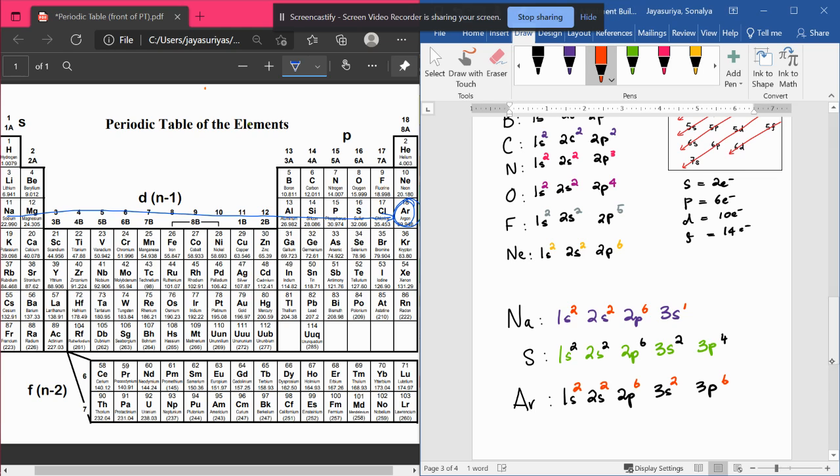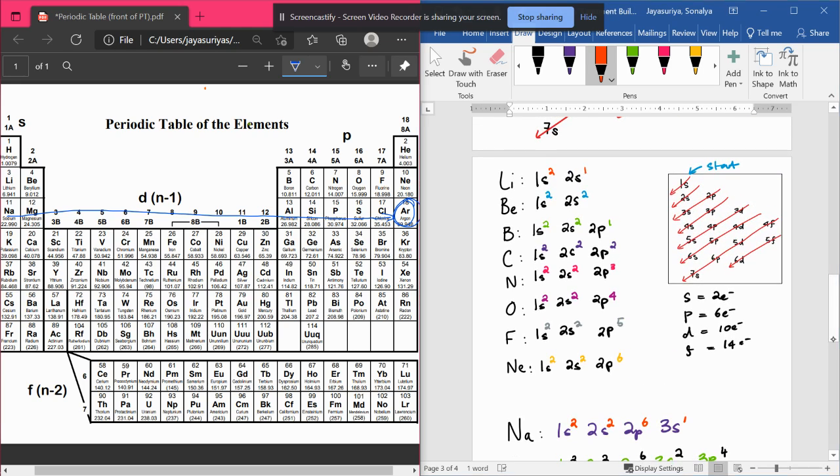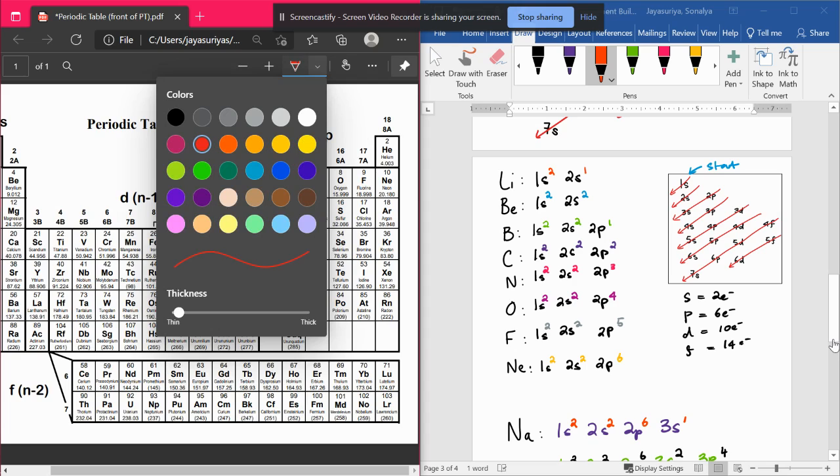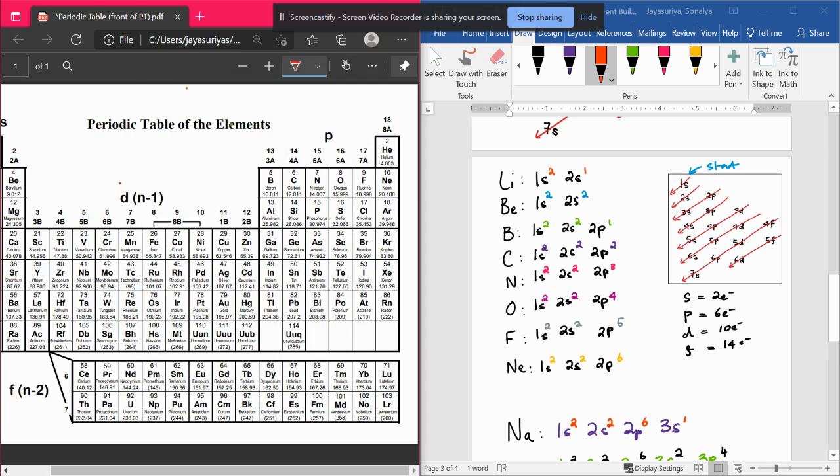Okay, now here's a cool thing about the periodic table that I want you to note before I do the next video. This is the end of part 1, by the way. Okay, here's a cool thing. I'm going to look at boron. Let's start with boron. Okay, boron ends in 2p1.